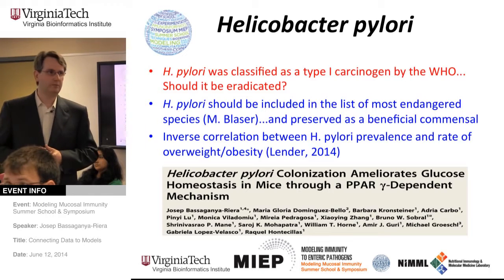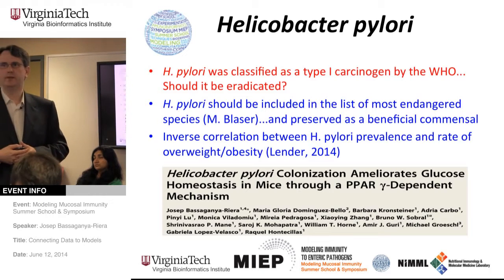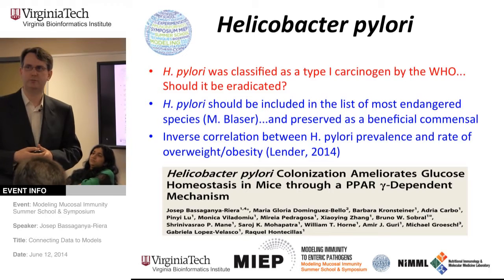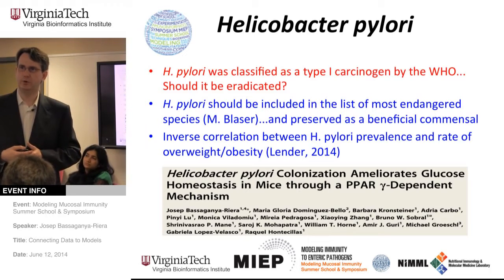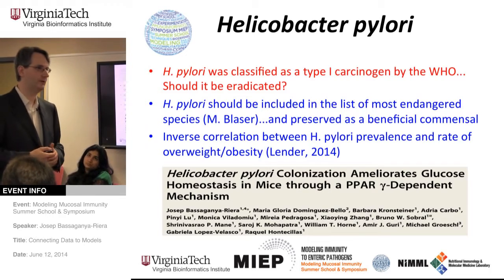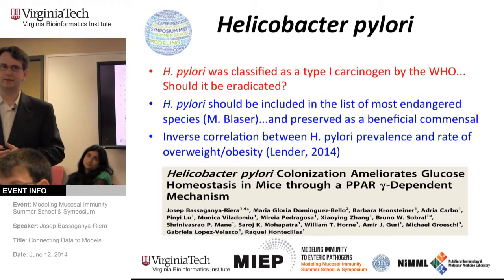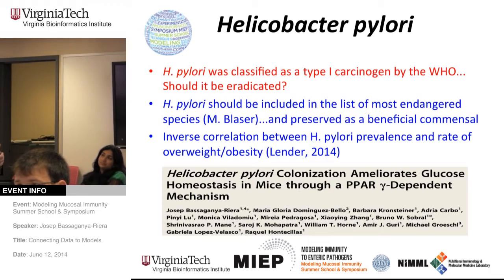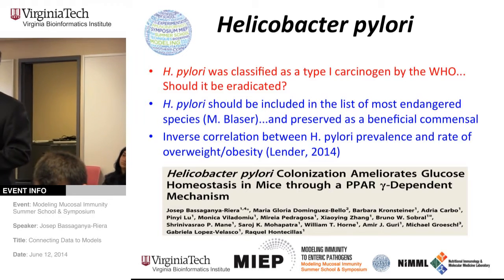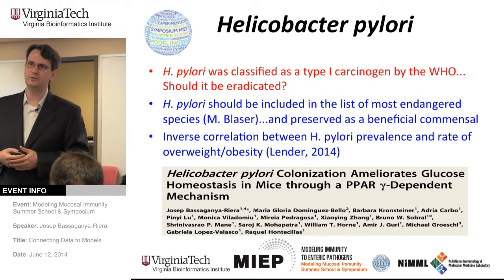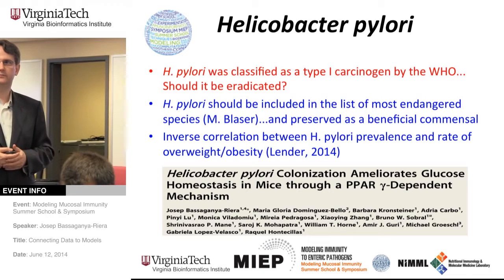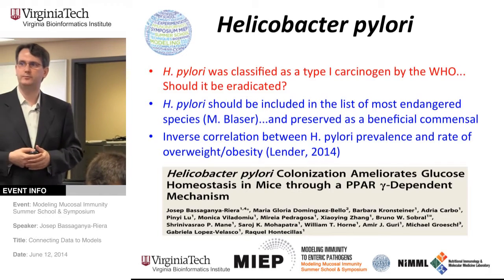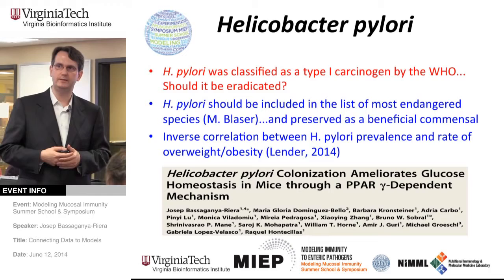Now, Martin Blaser at New York University has defined H. pylori as one of the most endangered species on our planet. And he has made the point that perhaps when we realize that H. pylori is needed, it might be too late. The rationale is that there's an inverse correlation between H. pylori prevalence and the rate of overweight and obesity.